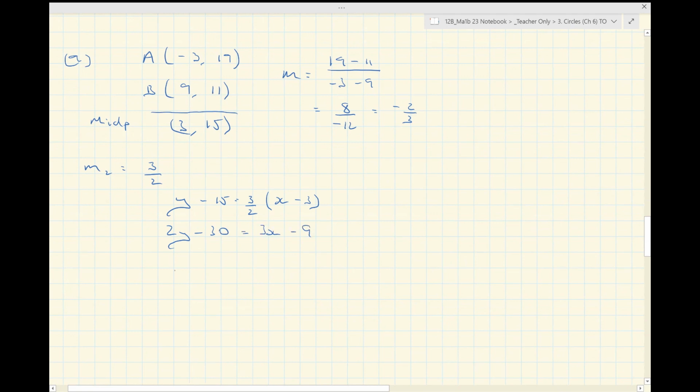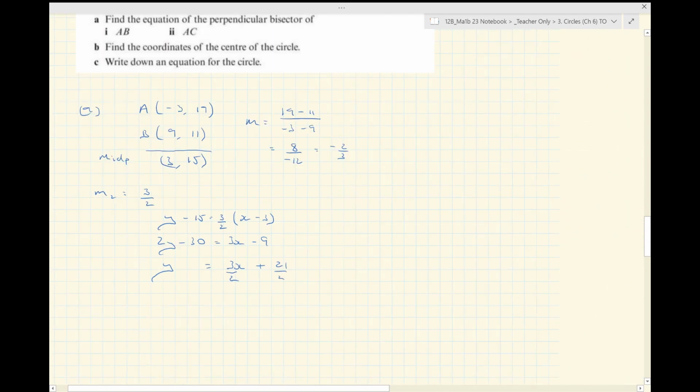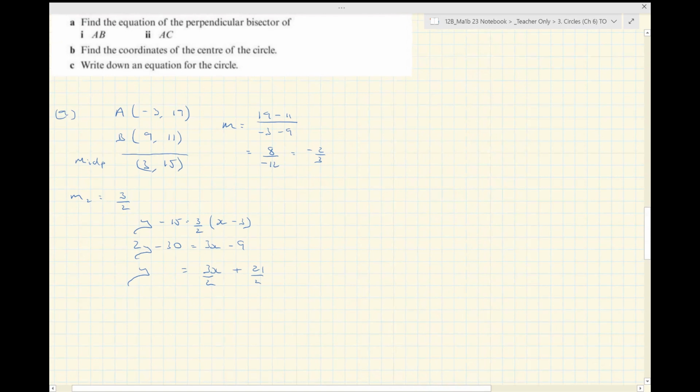Let's write it as y equals, shall we? So it's going to be 3x plus 21, and then divide by 2, divide by 2. So there is the equation of the perpendicular bisector of AB.